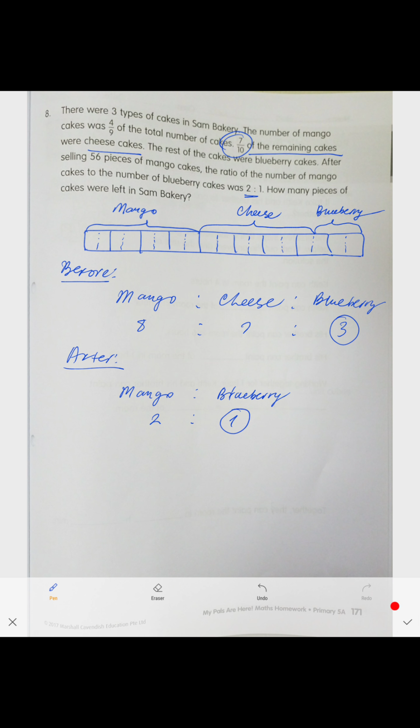What do we need to do? We need to bring it to 3, right? How do we do it? We multiply it by 3. We multiply this 2 by 3 and it's gonna be 6. Alright, so we have ratio now 6 to 3. Now it is very comparable. And we can see clearly, we had before 8 units of mango and now we have 6 units of mango. Alright, so what's the difference? 2 units, right? 2 units of difference.